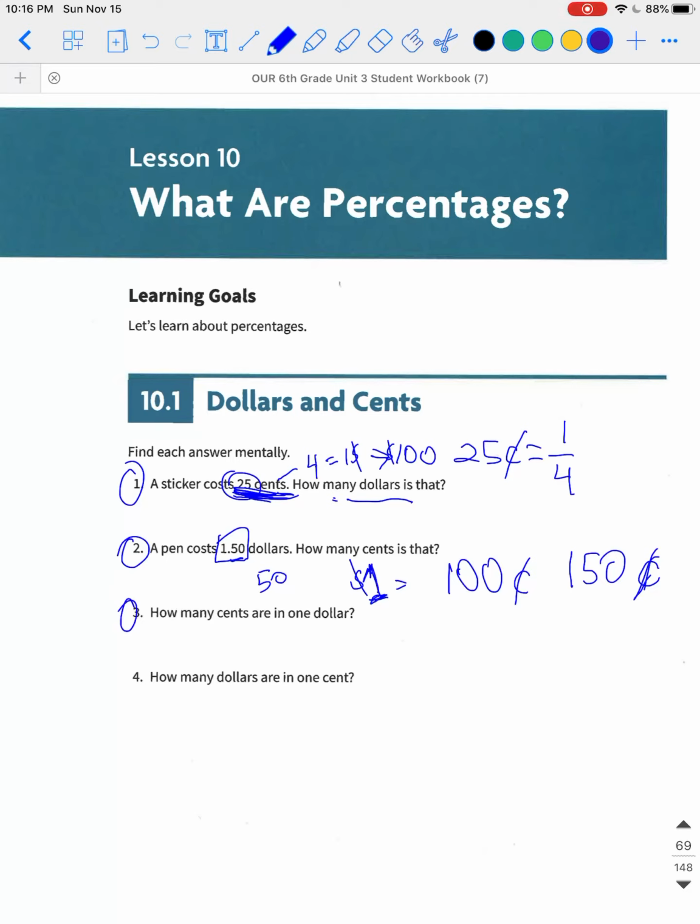Number 3, how many cents are in $1? Well, we just answered that. $1 is equal to 100 cents. And how many dollars are in 1 cent? Well, we know 1 cent is less than $1, so it's going to be a fraction. I know that $1 is 100 cents, and 1 cent over 100 cents is how many dollars in 1 cent. It is 1 over 100.